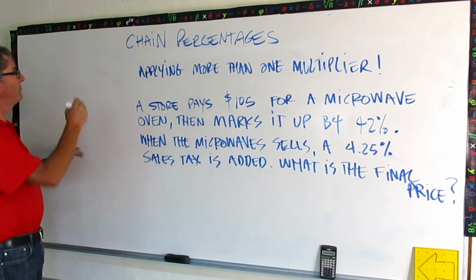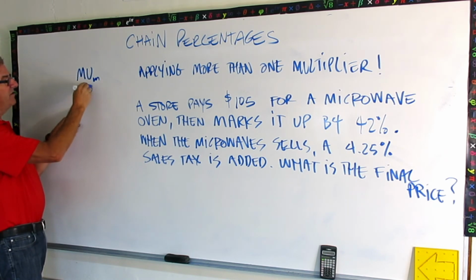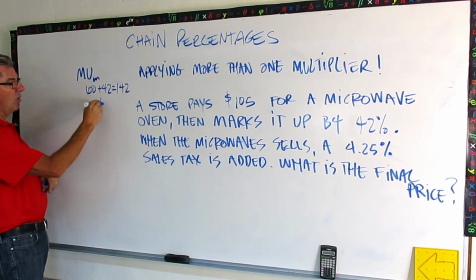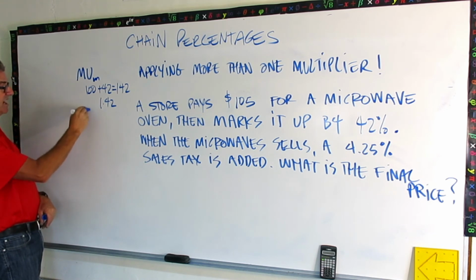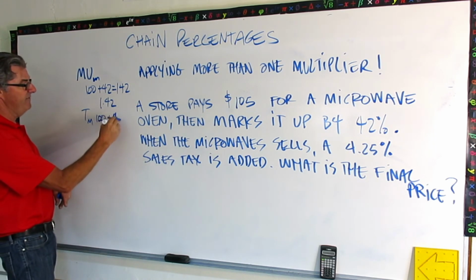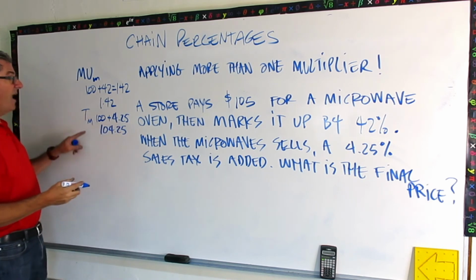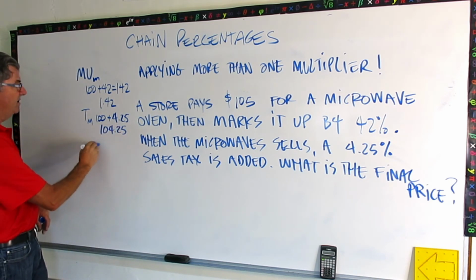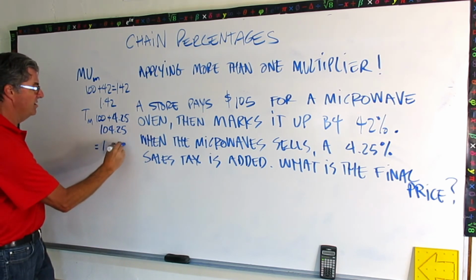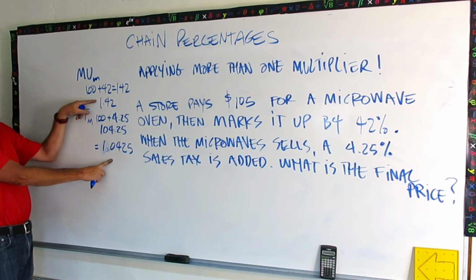We have two multipliers to figure out. First we have the markup multiplier. I'm going to call that MU for markup multiplier. That's going to be 100 plus 42, which is 142, which as a multiplier is 1.42. Then we have our tax multiplier. That's going to be 100 plus 4.25, so that's 104.25. As a multiplier, this is going to be 1.0425. We just moved the decimal two over. So now I have my two multipliers that I'm going to use in this problem.